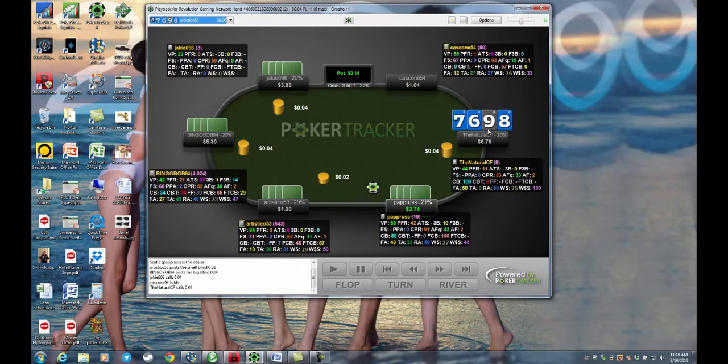I would very possibly call a raise with this hand. Let's say he'd open for a raise. I'd probably call and see a flop with a nice connected hand like this, and then if I don't hit something solid, I just let it go.